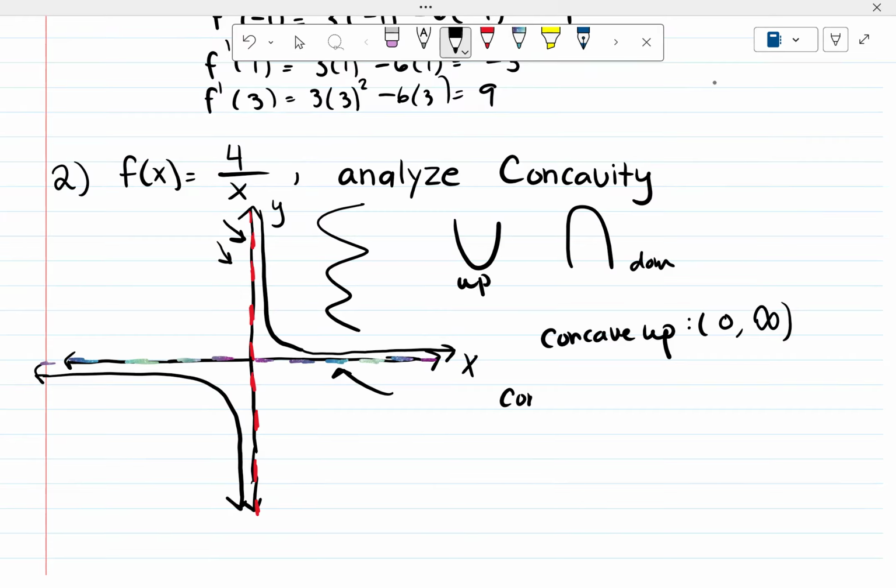What about concave down? So this is something like this. That would be this area, and I believe that is going to be from negative infinity to 0.